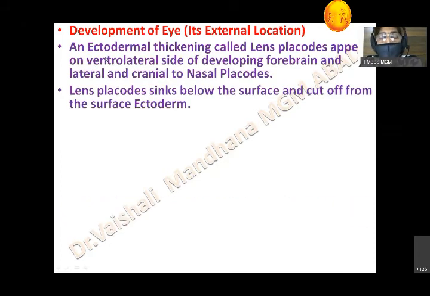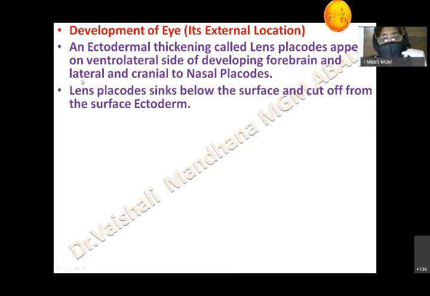Now how the eye develops. External location only we are dealing with. The details of the eye we will see in the subsequent lectures. So development of eye, we have already seen the lens placode. An ectodermal thickening called the lens placode appears on the ventral and lateral side of the developing forebrain, or you can say it is developing lateral and cranial to the nasal placodes. So the location in relation to the forebrain is ventral and lateral. In relation to the nasal placodes, it develops cranial and lateral.